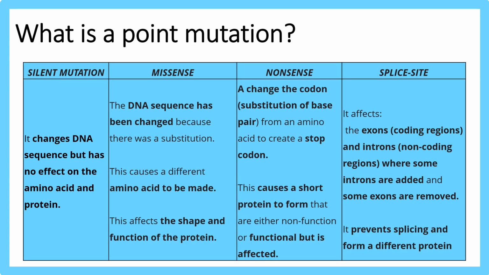So what is a point mutation? A point mutation is a change to the DNA sequence, but it may have no effect on the amino acid and the protein. So this type of point mutation is a silent mutation. But there are other types of point mutations that do have an effect. For example, missense: the DNA sequence has been changed because there's a substitution. In other words, the base is different, and this causes a different amino acid to be made.